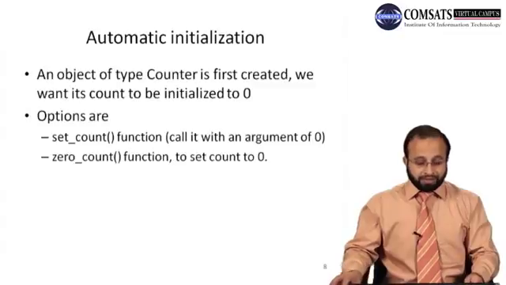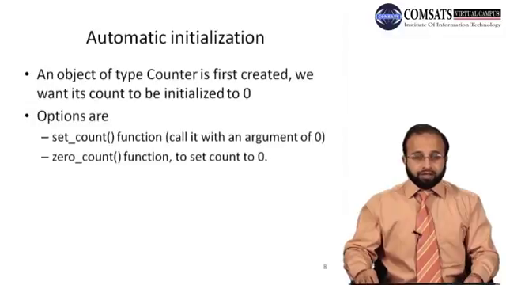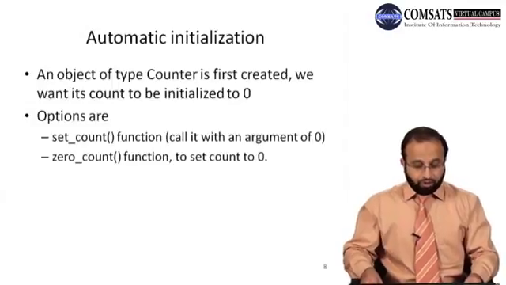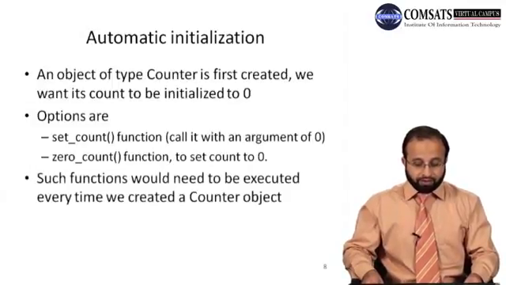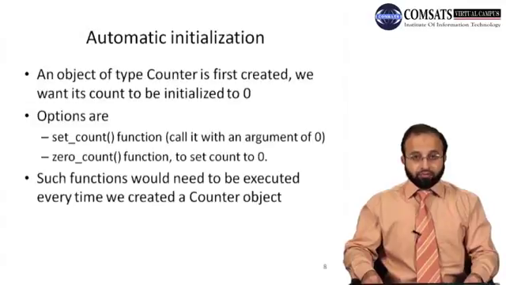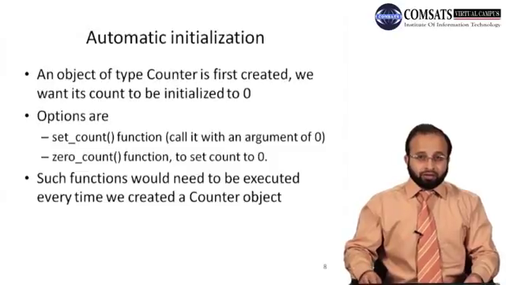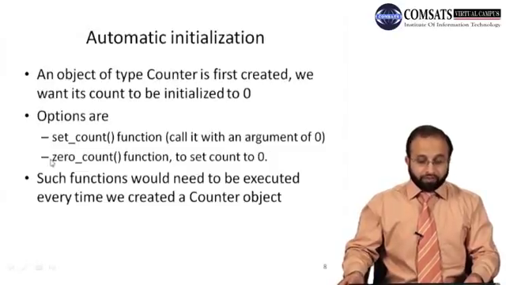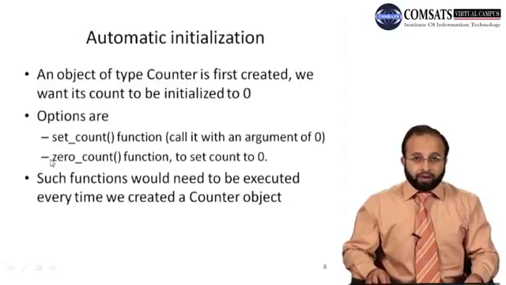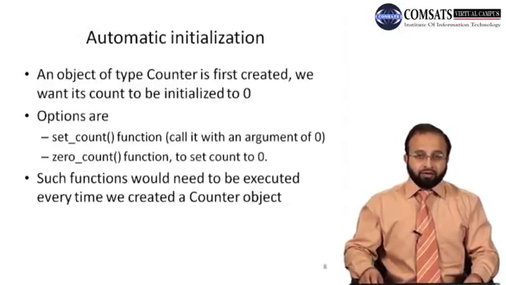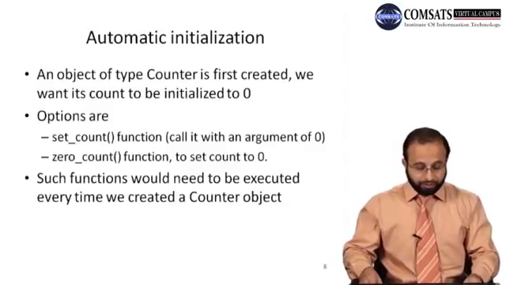You have a function, you are not passing any value to that function. Whenever I call the zero_count function with an object of the counter class, it initializes the count private data member of that object to 0. So these are the two options. Such functions would need to be executed every time we create a counter object. So whenever you create a counter object, you have to explicitly call these functions in order to initialize the private data member of that object.